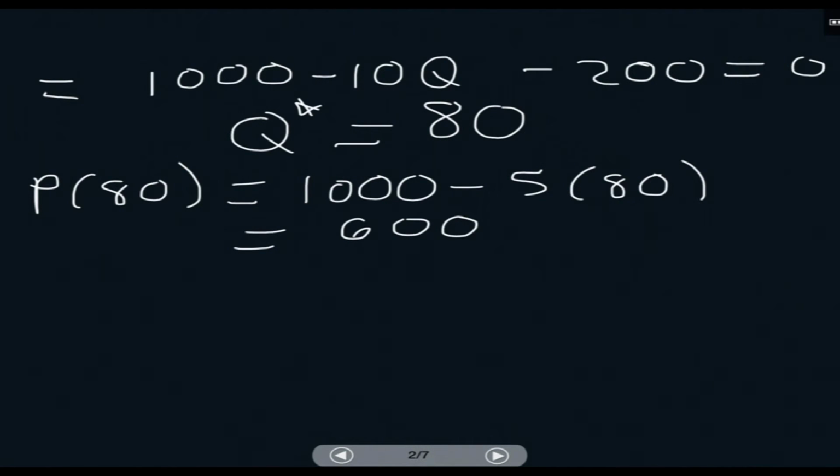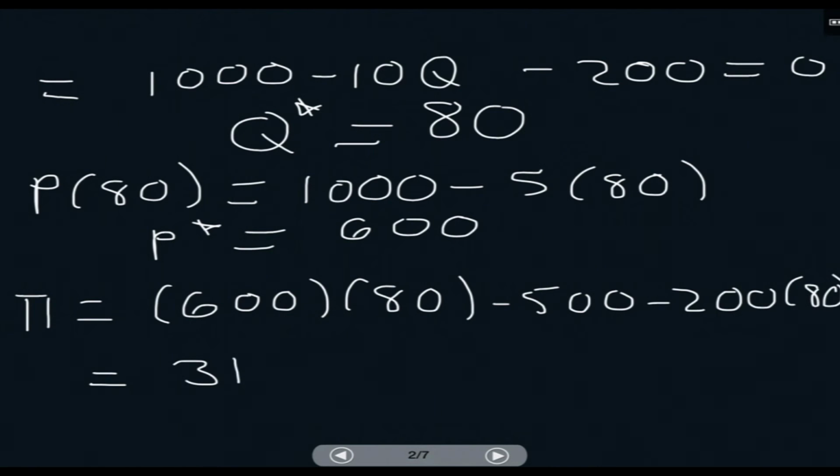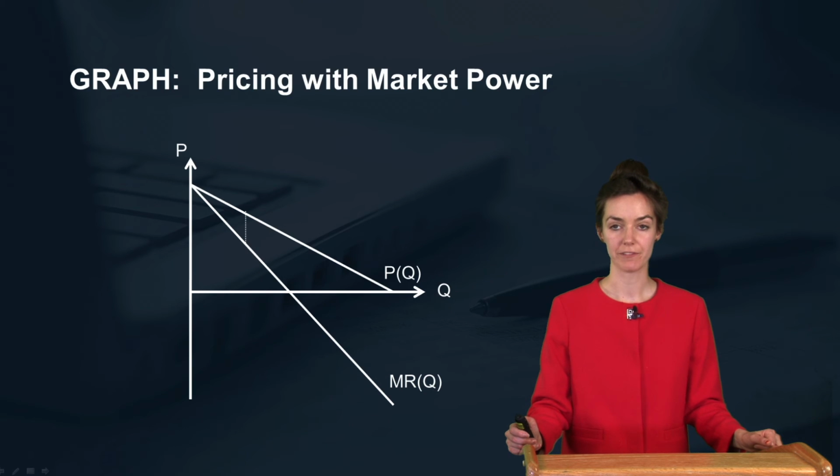So now with both my price and my quantity, I can solve for what profit actually is. So this is going to be my price times quantity minus the cost at that quantity. And this works out to be 31,500. So let's look at this graphically.